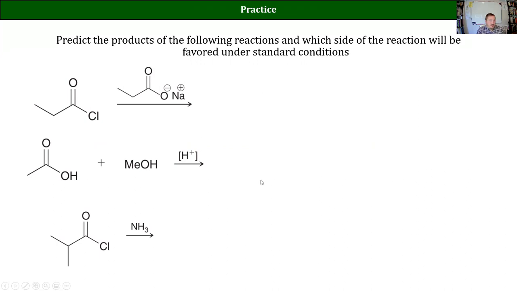All right, so let's practice with this. For each of these three, predict what the product will be if your nucleophile attaches to the carbonyl group and your leaving group leaves, and then predict which side is going to be favored at equilibrium, meaning which one is making the more stable product. And I'll give you a few minutes to try that.